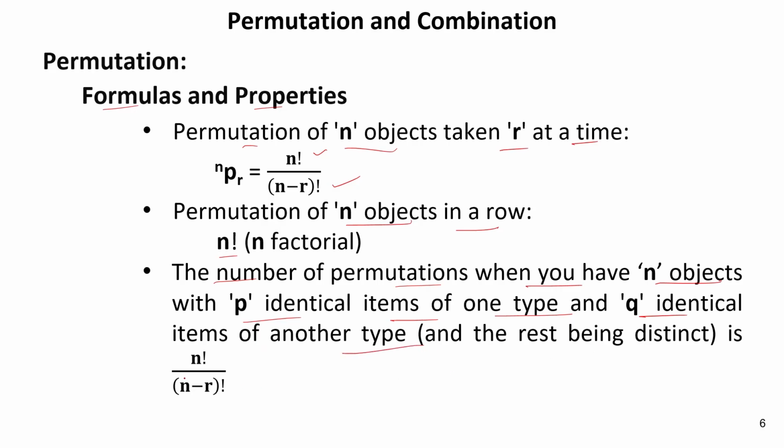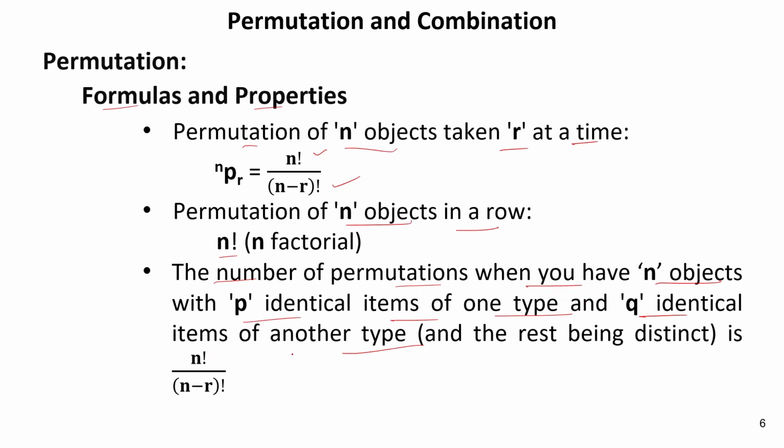N factorial by n minus r factorial. So the permutation of n objects taken r at a time is nPr, which is equal to n factorial by n minus r factorial. The permutation of n objects in a row is n factorial.